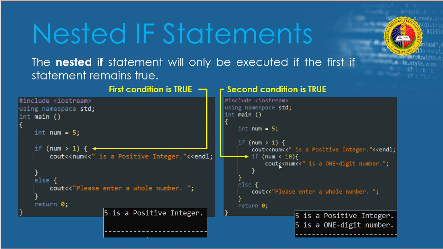True. So therefore, we know that this statement will be executed only if this is still true. Right? Since 5 is less than 10, this is true. But although this is true, this will only be executed if the first condition is true. However, if the first is false, let's say we write 0 in here, so it's already false. Then therefore, there will be no need for our if statement to be executed. It will automatically proceed to our else. Okay? So let's try to recreate that using our Dev C++.